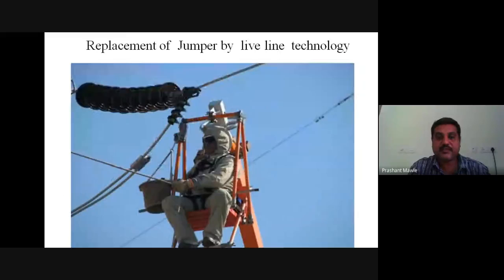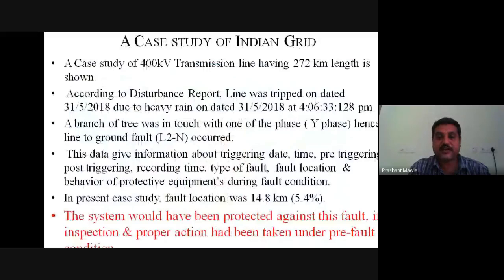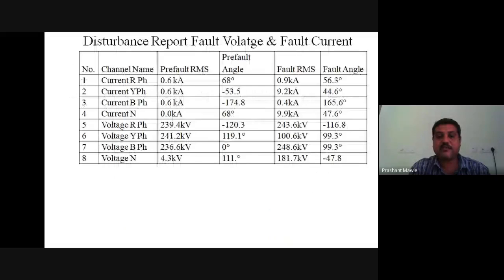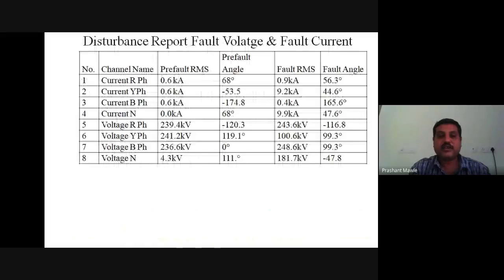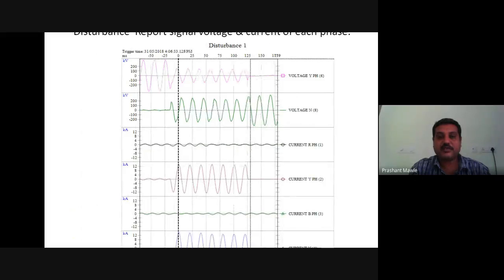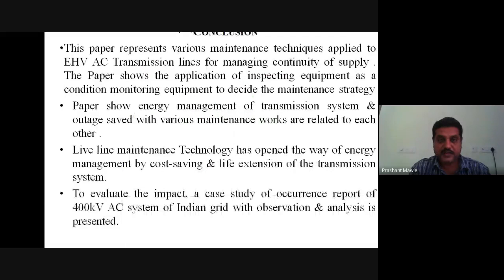Again, here I present the case study in which we can identify why the line fault occurs, and here I suggested live line maintenance, and by finding the pre-fault condition we can minimize this fault. So here again it is shown by the waveforms, which indicate the conditions of the current and voltage under fault condition. So these are the references.